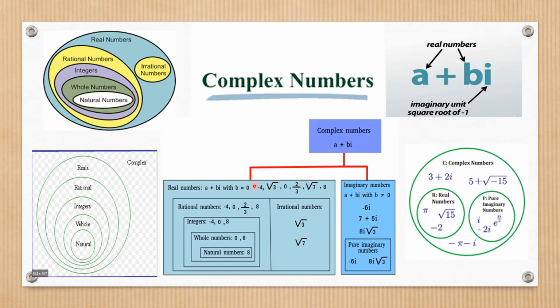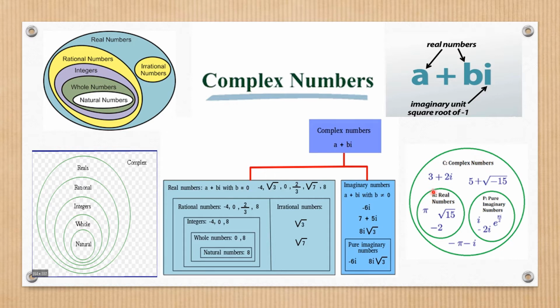So I can write this as -4 + 0i, √3 + 0i, 0 + 0i, and like this. All rational numbers can also be included like this. Integers, out of these, who are integers: -4, 0, 8. Integers can also be represented as complex numbers. Whole numbers like 0 and 8, and natural numbers like 8. Irrational numbers like √3, √7. All these real numbers can be expressed as complex numbers with imaginary part b as 0.